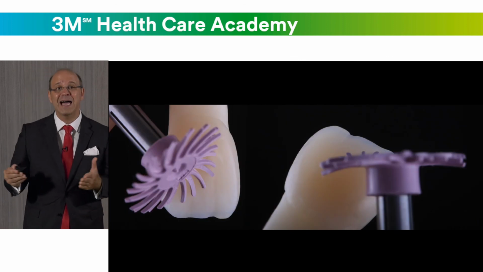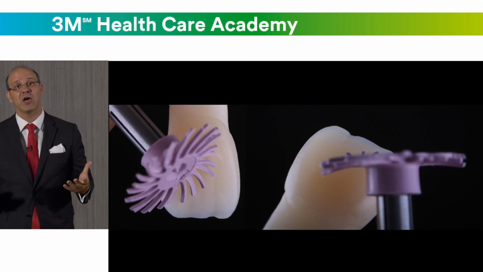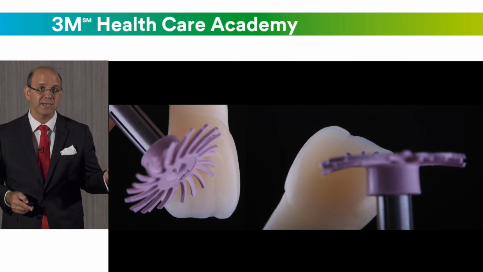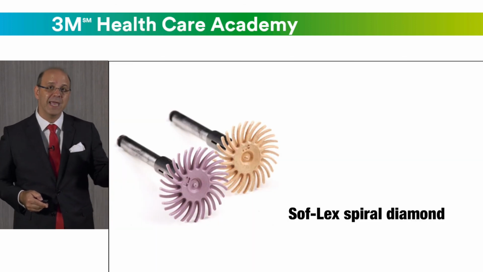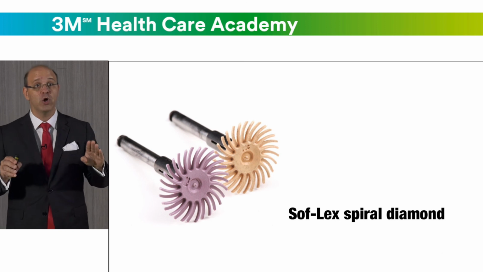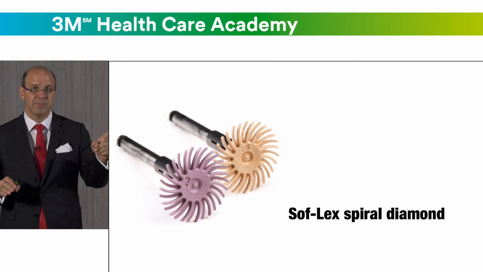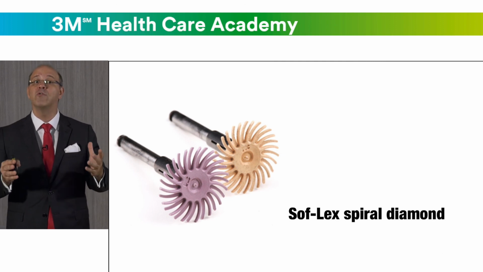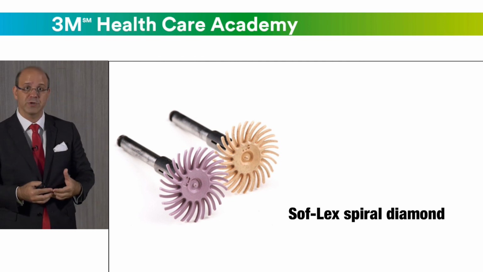So now we have the last step. We want to have a glossy surface. How can we get the glossy surface? We can use these spirals, the soft flex spirals, for example. We have two. We have the beige and the pink one. The beige is a pre-polisher, so don't apply too much pressure on the beige spiral. Only smooth pressure, otherwise you remove the texture you gave to the tooth, to the restoration.